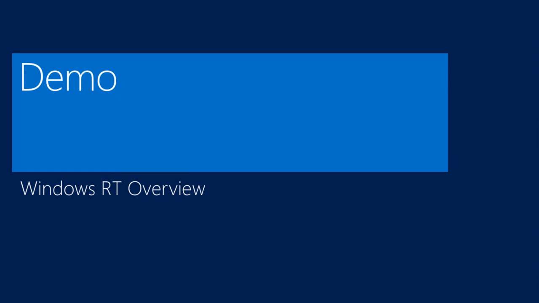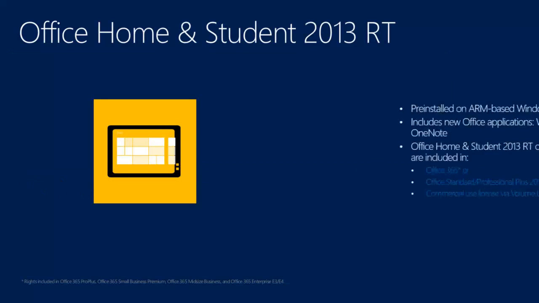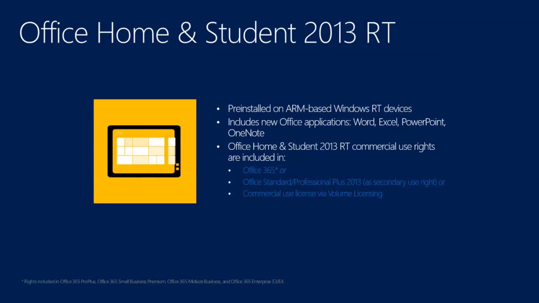So if we look at Office, the requirements that need to be met are that you need to have commercial use rights through Office 365 if you have a subscription with Pro Plus, Small Business Premium, Mid-Size Business, or Enterprise E3, E4, or if you have Office Standard or Professional Plus 2013 through a volume license program or any other commercial use volume license agreement, then you can use a Windows RT device and Office on that Windows RT device to do productive work.